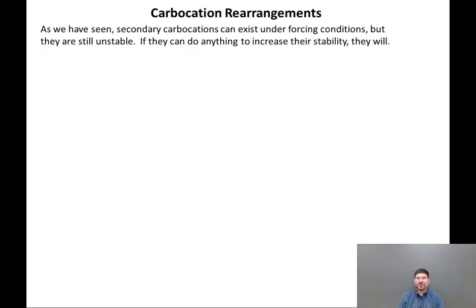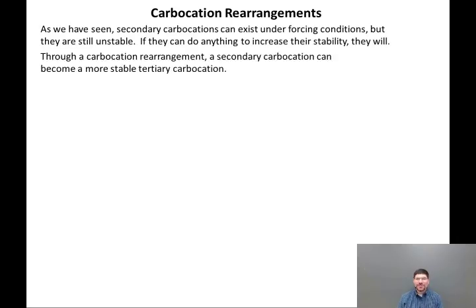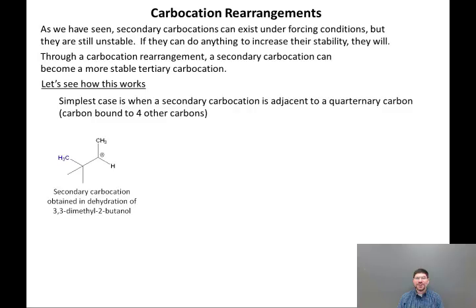rearrangements work in general. So as we have seen in looking at the dehydration of a secondary alcohol, secondary carbocations can exist under forcing conditions, but they are still unstable. If they can do anything to increase their stability, they will. So through a carbocation rearrangement, a secondary carbocation can become a more stable tertiary carbocation. So let's see how this works.